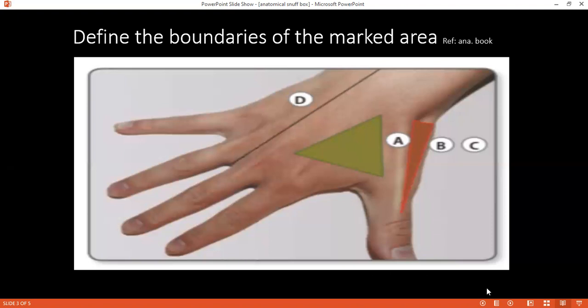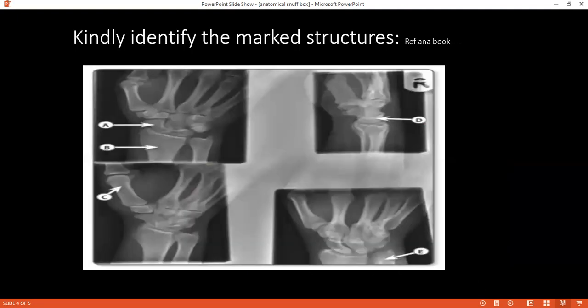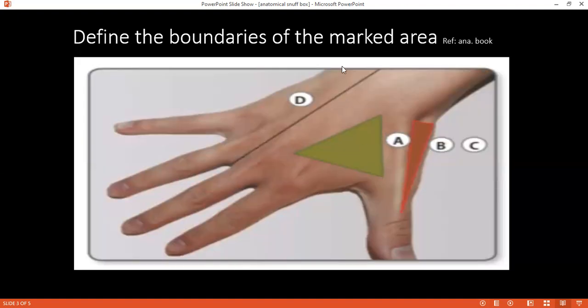Good. All right. Can you tell me the boundaries of the extensor retinaculum? Since we are doing the dorsum of the hand, the extensor retinaculum is the space between the wrist bones and the retinaculum. It is attached from the... It is divided into 6 compartments. Okay.